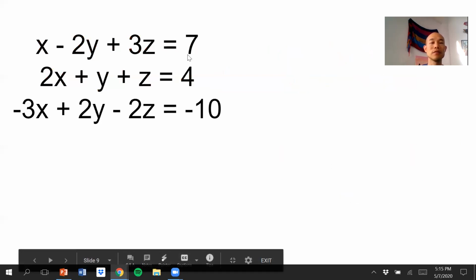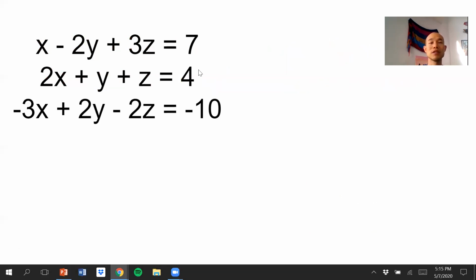All right, next step. We looked at the first two equations. Now you can pick any other two equations. You could pick the first one and the third one, or the second one and the third one. Again, thinking strategically, 2x and 3x is going to be a little bit harder to eliminate than if we just took 1x and -3x. So I'm going to choose the first and the third equation.